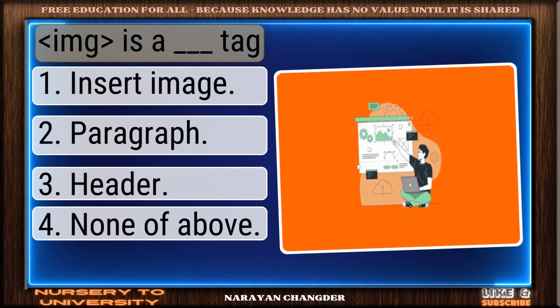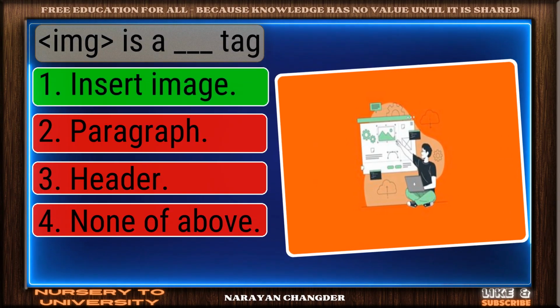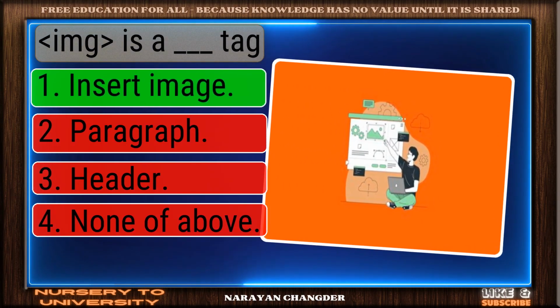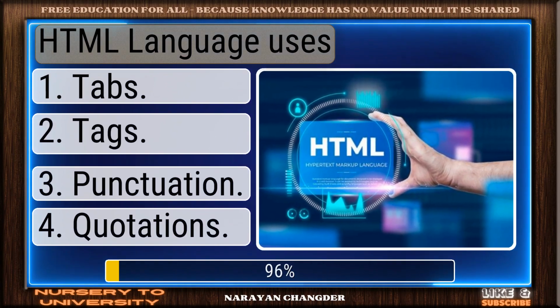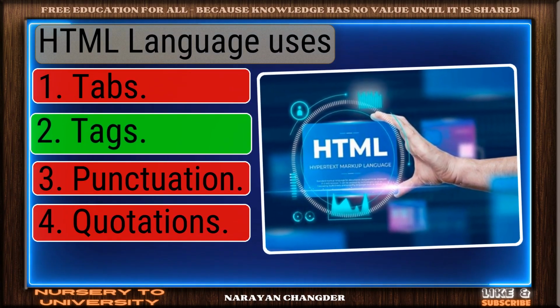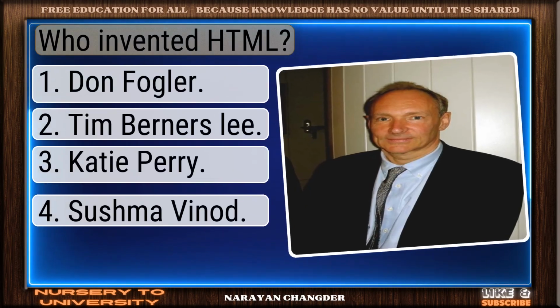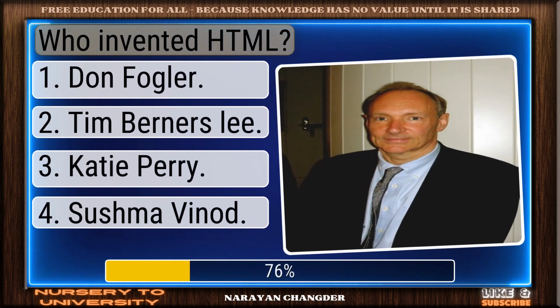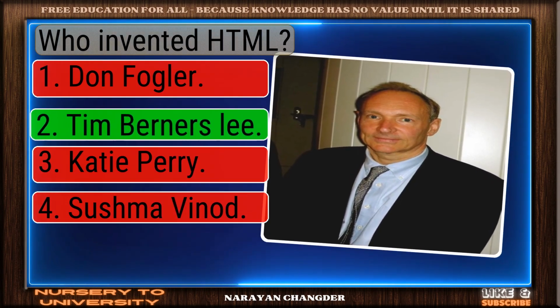IMG is a dash tag. Bravo. Insert image is the answer. HTML language uses. Good job. Your answer tags works well here. Who invented HTML? Right choice. Tim Berners-Lee is the best answer.